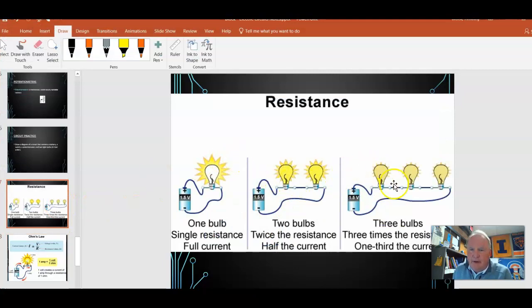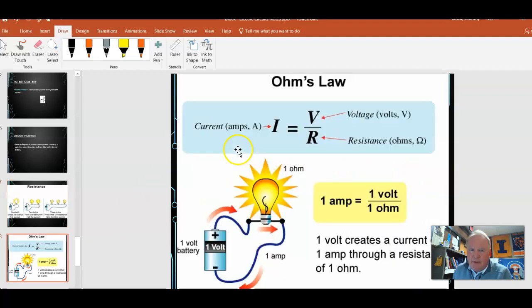So here we have the example. We've got one bulb, one battery. It's really, really bright. We've got two bulbs, one battery. They get a little bit dimmer. We've got 3 bulbs. Now it's even dimmer because we're going to share the battery strength across 3. So this example can be put into an equation, and that equation is what we call Ohm's law.